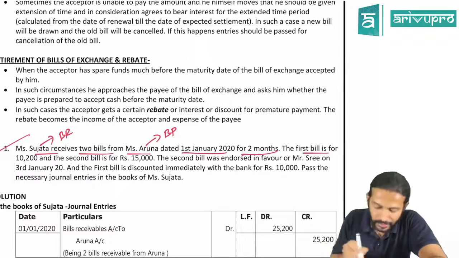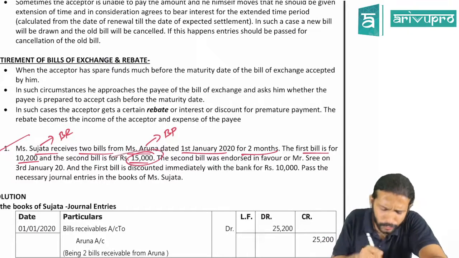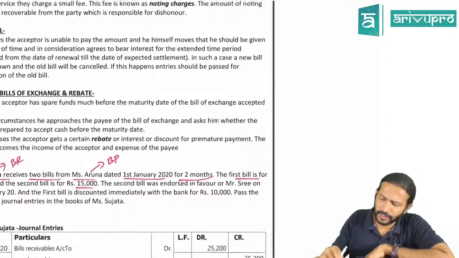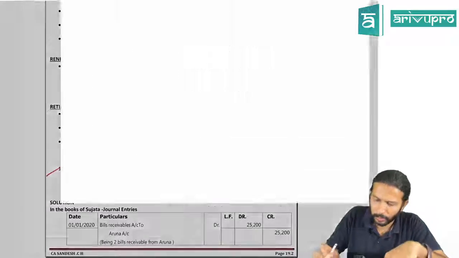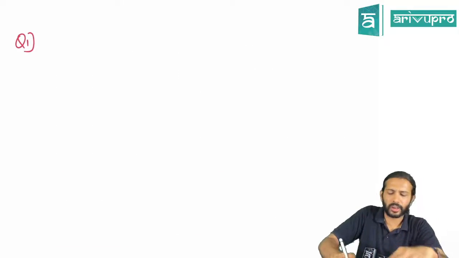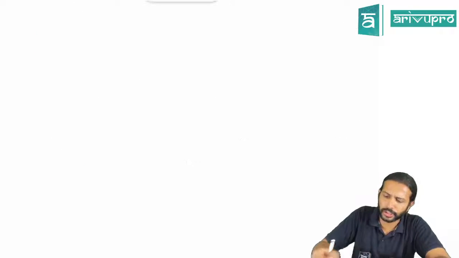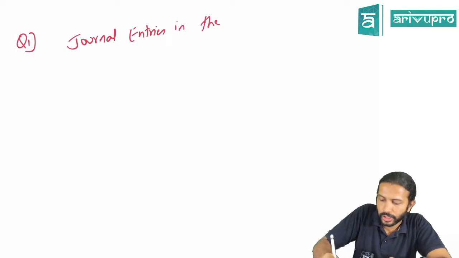The first bill is for 10,200. The second bill is for 15,000 rupees. As and when we see, we'll pass the journal entry so that it will be easier. Maybe this particular problem I'll do it, and once you're comfortable, we'll see. I think the requirement is you need to pass journal entries in the books of Sujata. So we'll write journal entries in the books of Sujata Limited.